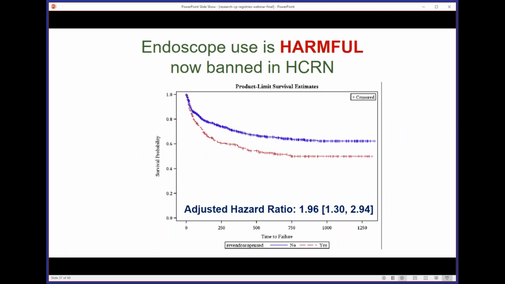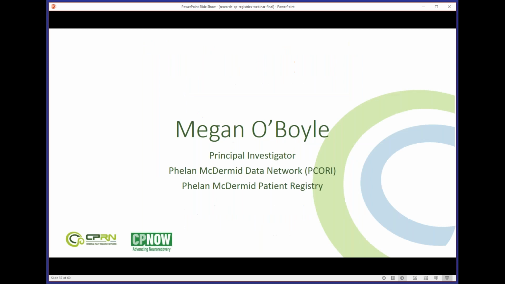And then the use of the endoscope. A previous trial said the endoscope didn't help, but we actually proved, and this shows the power of the registry, that a prospective cohort study outpowered a randomized control study and showed that it wasn't just not useful, it was actually harmful. And now the use of the endoscope for placing a first shunt is banned within the HCRN. Next. Okay, so I'm happy to answer any questions after. Sorry I rushed through a little bit, but I just wanted to cover everything we've learned, everything we've used the registry for, and I'm happy to take questions afterwards.